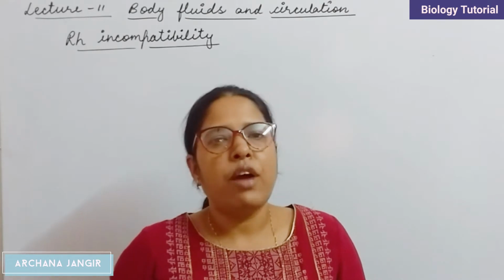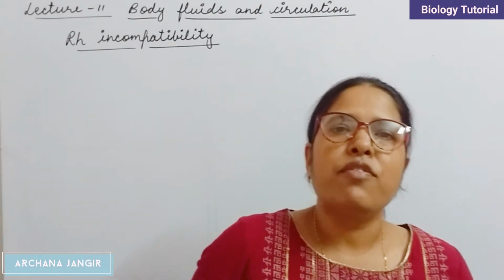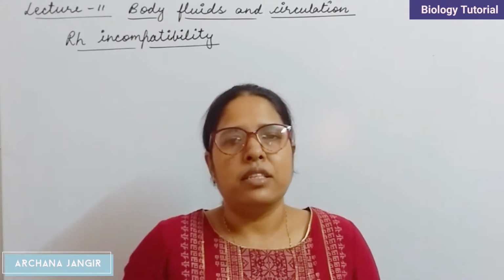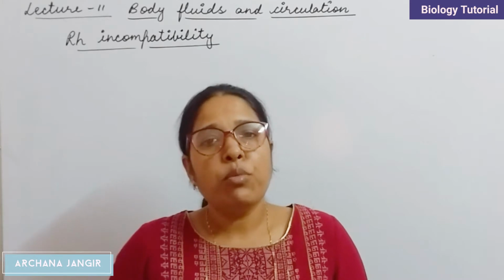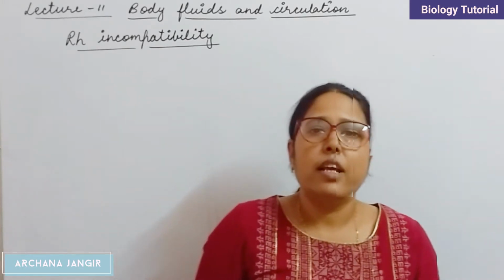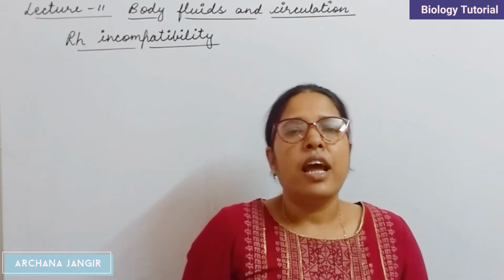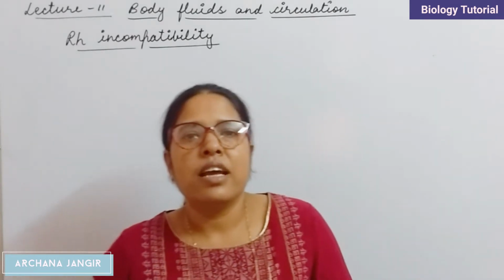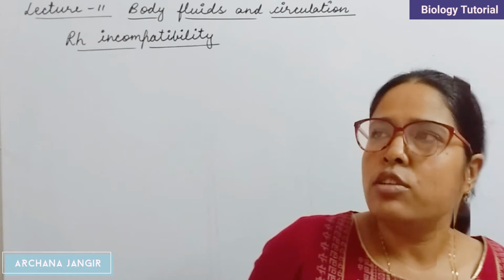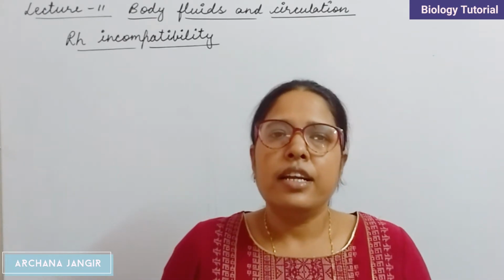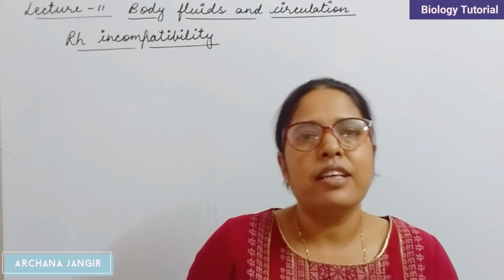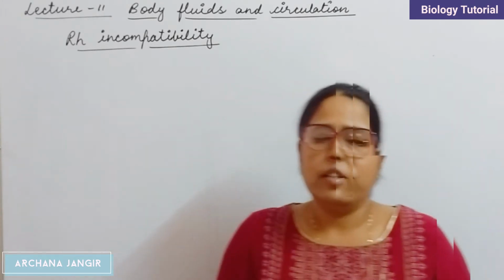First of all, we have to know what is RH. Okay? We know that on the surface of RBC, A and B antigen are present. One more antigen is there, that is called as RH antigen, and it is controlled by a gene that is called as antigen D. And this is also called as RH factor. It is controlled by antigen D. That's why it is also called as anti-D or the antigen D.